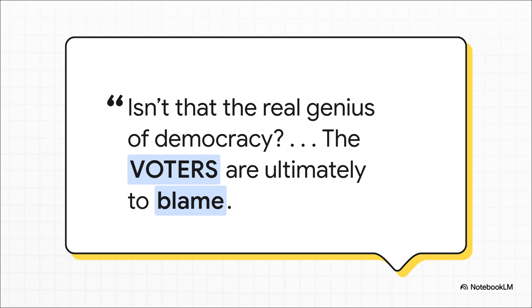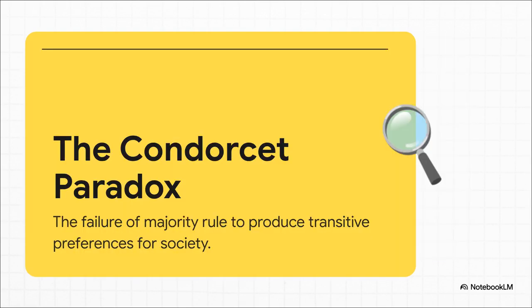And these tools can actually help us understand why democratic systems sometimes produce outcomes that, frankly, nobody seems to be happy with. Okay, one of the most mind-bending problems in this field is something called the Condorcet paradox.